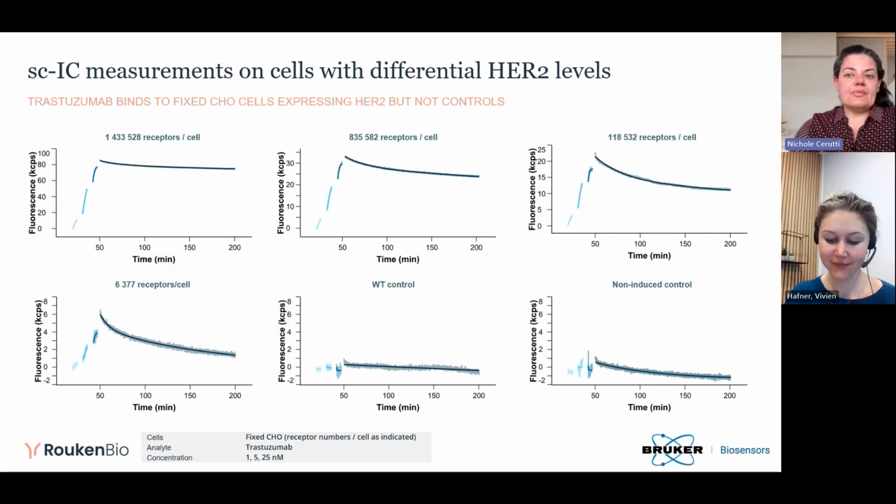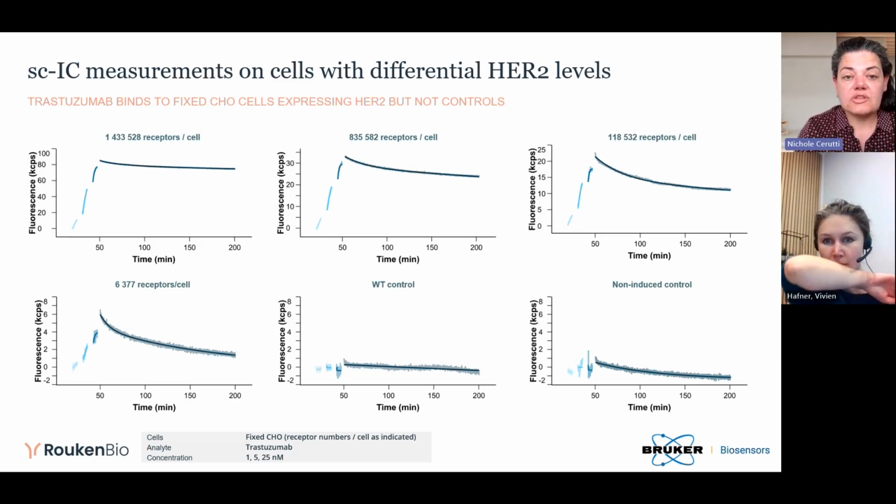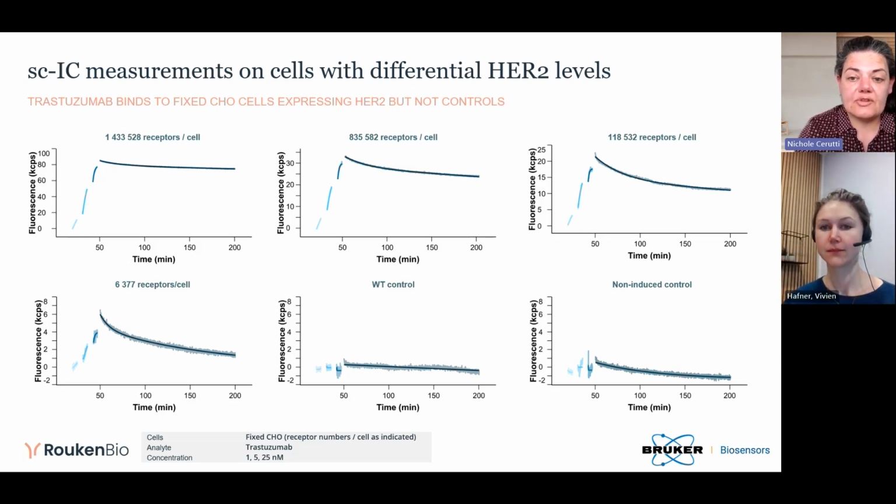So trastuzumab was fluorescently labeled, and the fixed cells expressing the specific level of HER2 were passed over the surface of the chips. And this was followed by 3 increasing concentrations of trastuzumab. So trastuzumab was used at 1, 5, and 25 nanomolar. And then this was followed by an extended injection of buffer, which allowed us to follow the dissociation.